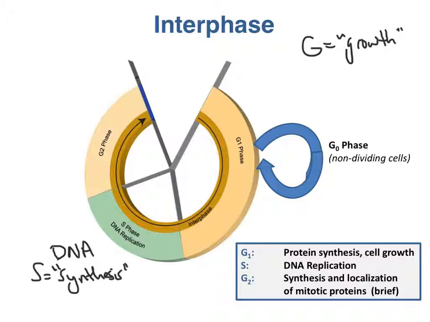Once that has happened, a cell enters into the G2 phase. G2 is a really brief phase where the cell is basically just getting ready for mitosis. It's making the necessary proteins for mitosis and getting them to the right place in the cell. Very brief.